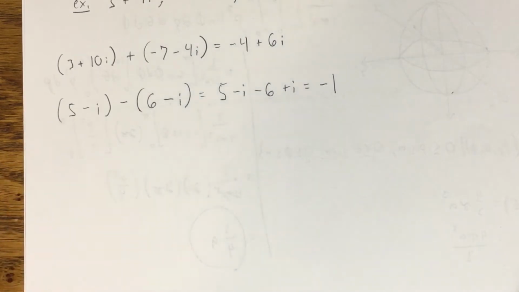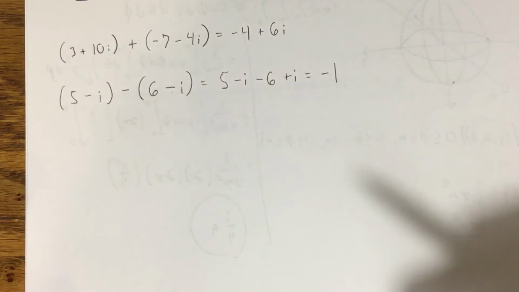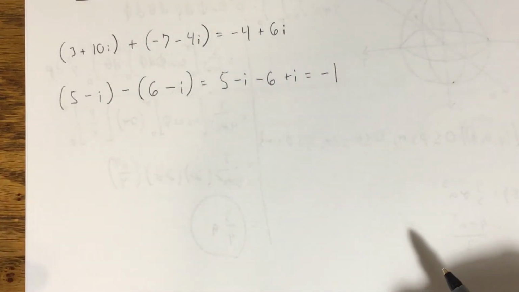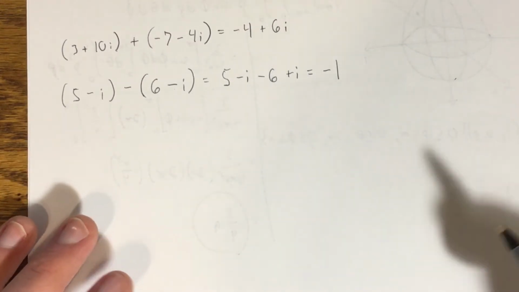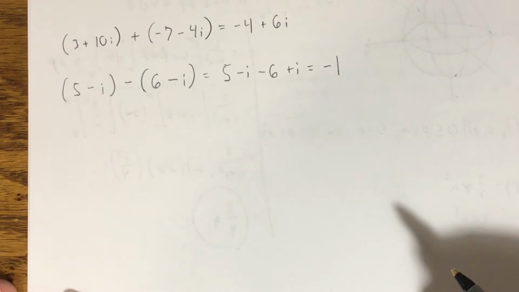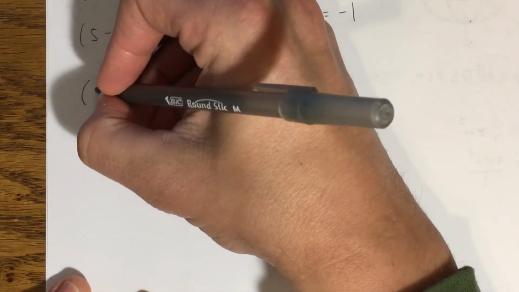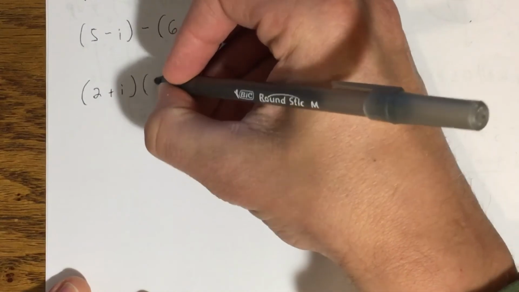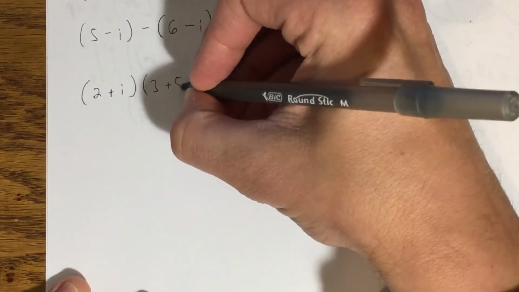So there's no real point in doing more examples of addition and subtraction. It's just like dealing with combining like terms. Multiplication and division are where things get a little bit more interesting. It's where we actually need to use the definition of that imaginary constant i. So let's take a look at a multiplication problem. Let's say I wanted to do 2 plus i times 3 plus, let's say, 5i.